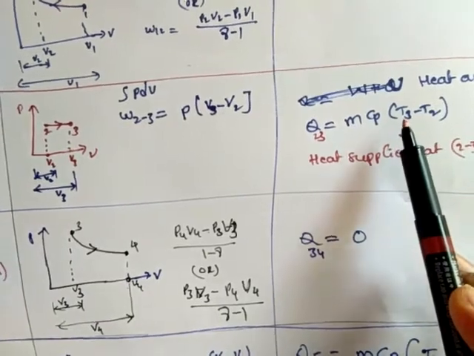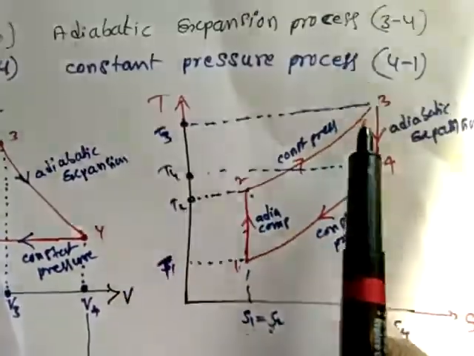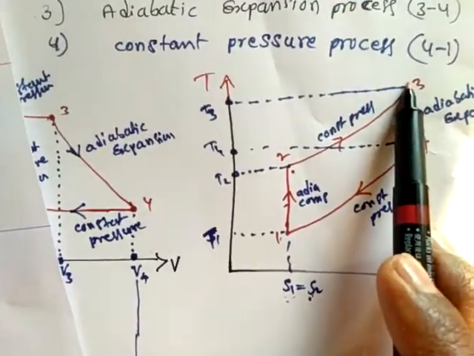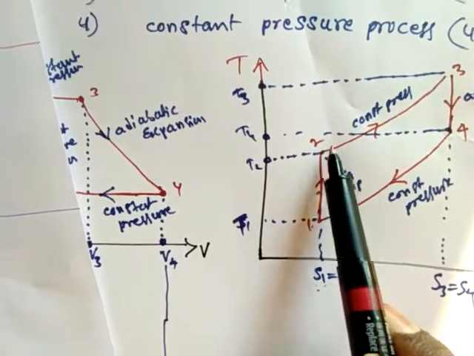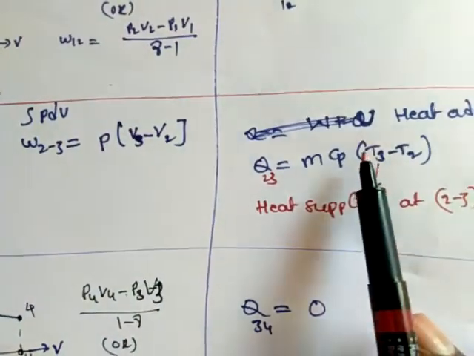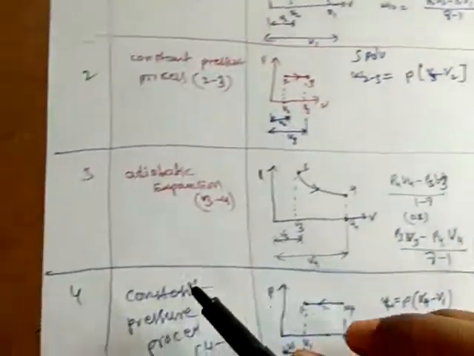So why T3 minus T2? Once again observe the TS diagram. So 2 to 3 is what? The constant pressure process. Here the temperature T3 is higher than T2. That's why T3 minus T2.